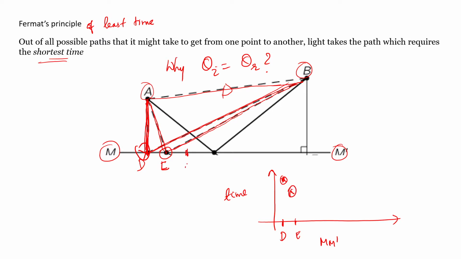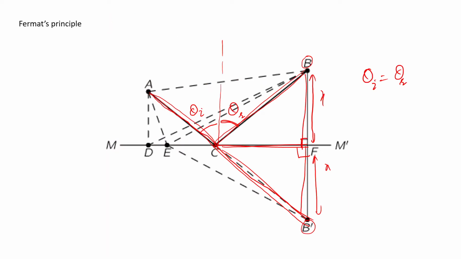If I strike the mirror at F, this is C, and at different points, you can see that it goes like that. And so the least time would be at C. So that's the path that light takes. So if I go through C, it would take the least time going from A to B. And that's the path that light chooses. And that's why we have theta I is equal to theta R.